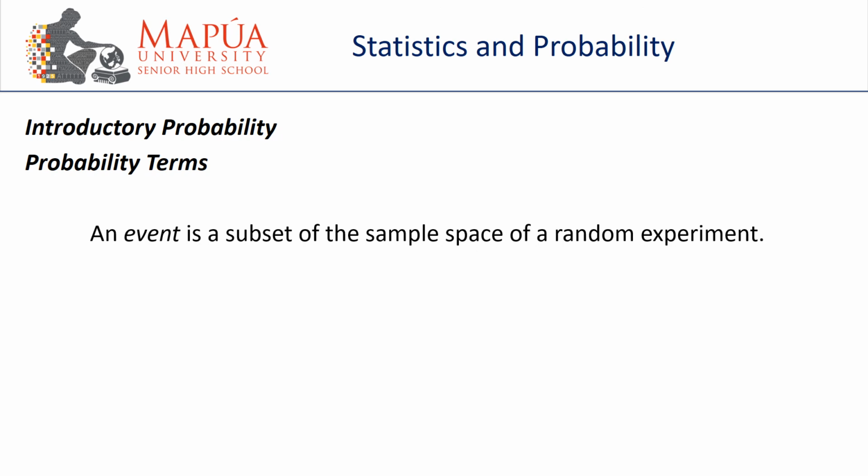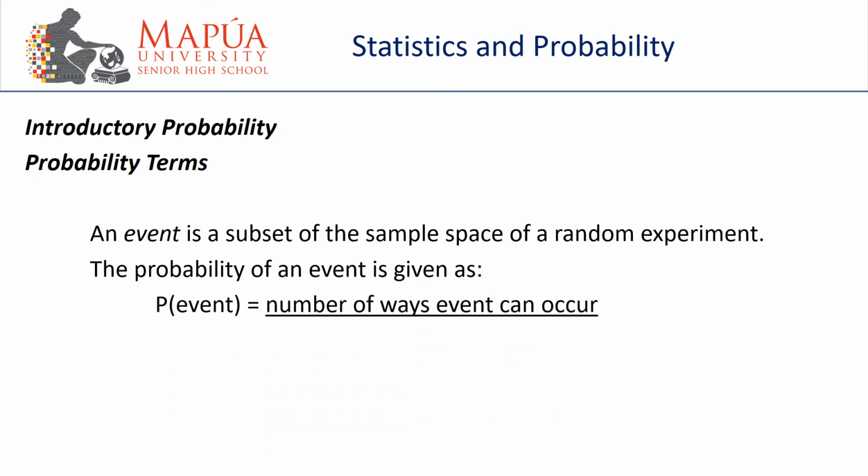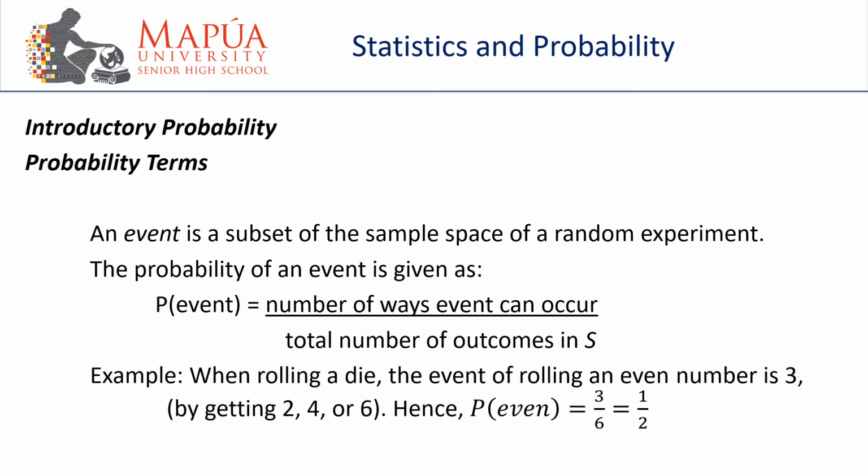An event is a subset of the sample space of a random experiment. The probability of an event is given as the number of ways an event can occur divided by the total number of outcomes in the sample space. So let's say, for example, when rolling a die, the event of rolling an even number is 3, by getting 2, 4, or 6. Hence, the probability of getting an even number is equal to 3 over 6, or when rounded off, equal to 1/2.